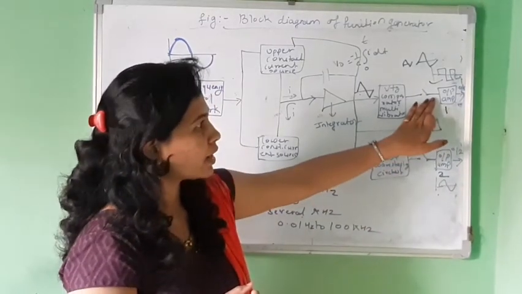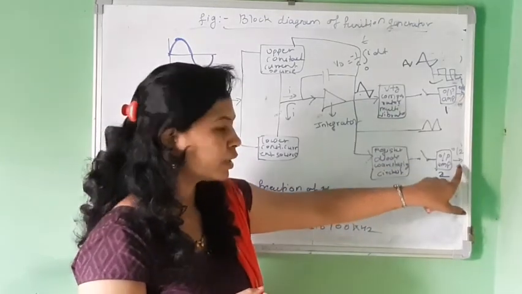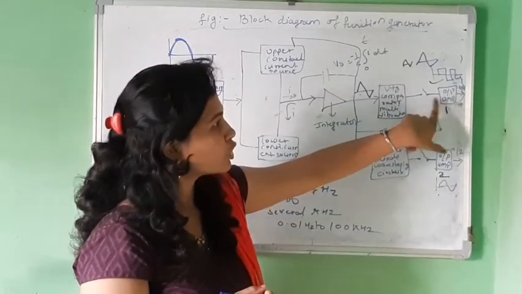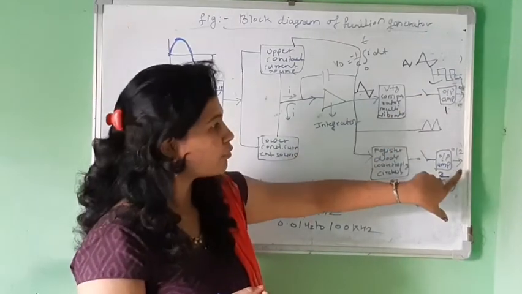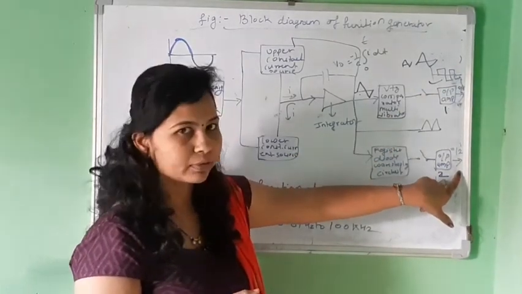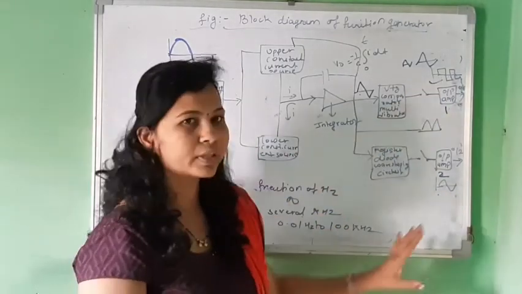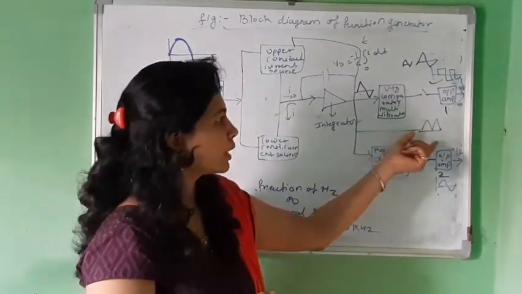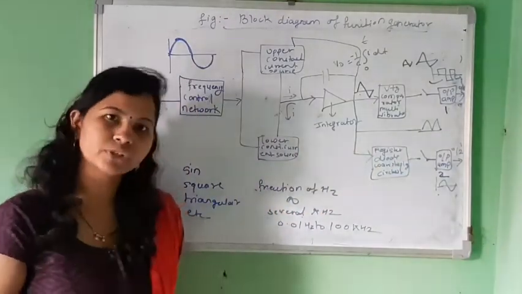This is output amplifier 1 and output amplifier 2, output 1 and output 2. If we switch on output 1, we get a square waveform. If we switch on output amplifier 2, we get a sinusoidal waveform. If both of these are off, then we get a triangular waveform. So this is the function generator.